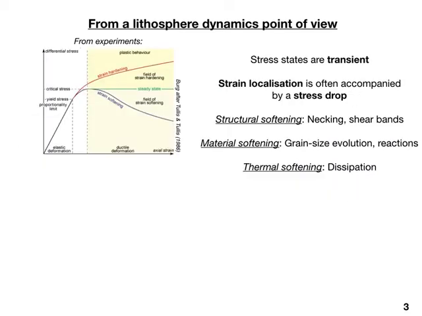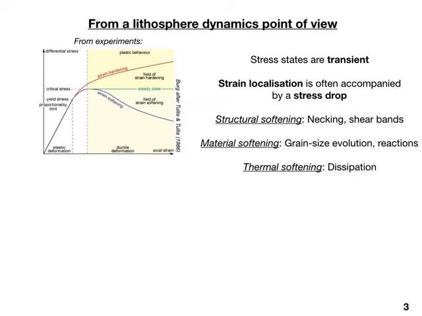Another important point here is that stress states are transient, and that strain localization is often accompanied by a stress drop. So this is a sketch taken from Burov after Tourret and Tourret that shows typical stress strain curves from lab data. So you see basically the elastic deformation, which is characterized by an increase of stress, and after some point there are two branches, one strain hardening and one strain softening. So you see that stresses vary with actual strain or time.